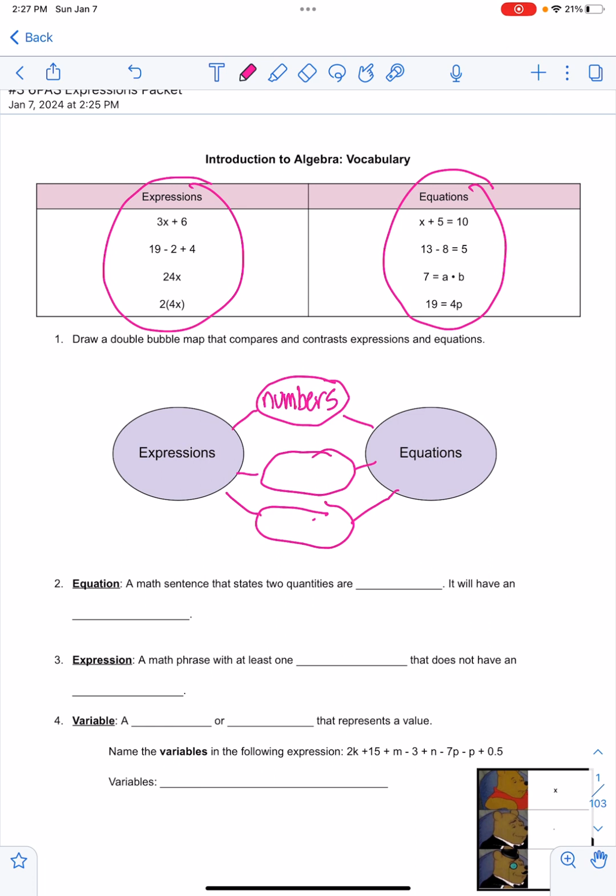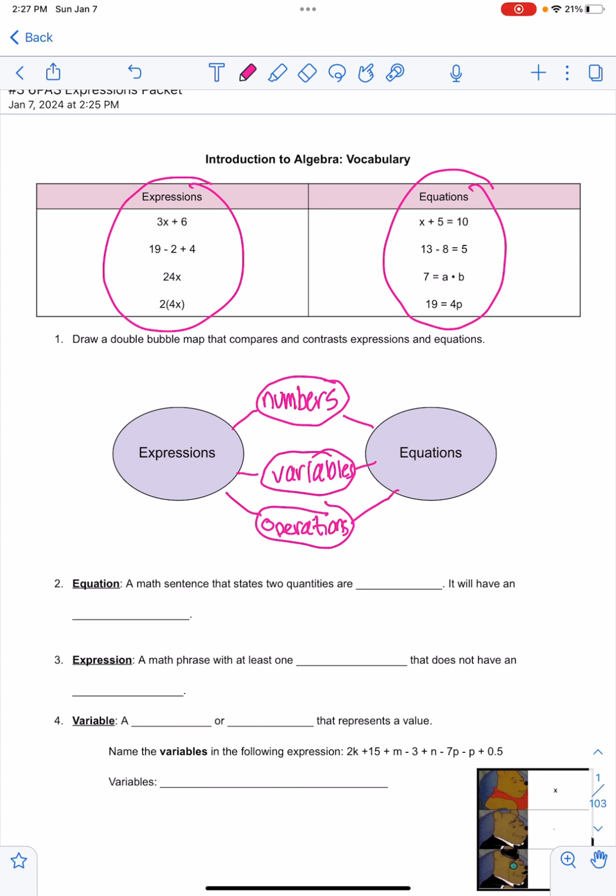You might have come up with some great ideas, but here are some of the more common answers I've seen for this sort of question. They both have variables. So an expression or an equation can have a variable. And then one other thing that they both have is operations. And if you came up with other ideas, that's okay too. Operations would be things like plus, minus, times, and divide.